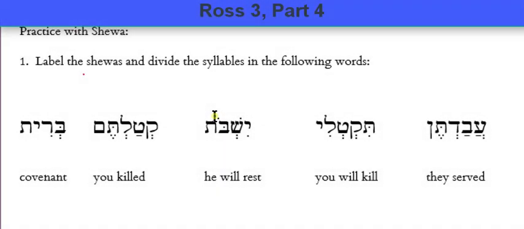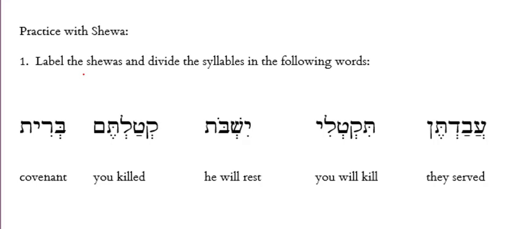Now, in this next handout, and again, you'll find this under my course handouts, and it should be in the video information under the video in YouTube. What I have is a worksheet to work through with you on practice with Shiva. We're going to practice doing what we've just done on the other handout. We want to label the Shivas and then divide the syllables in the following words.